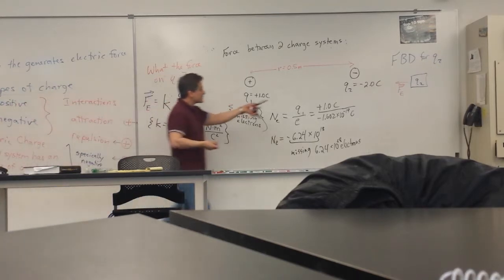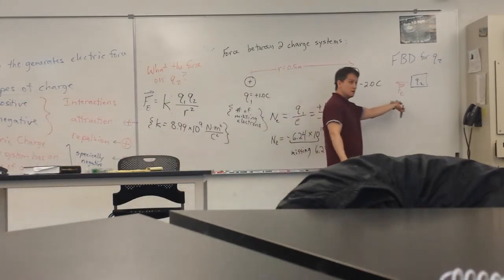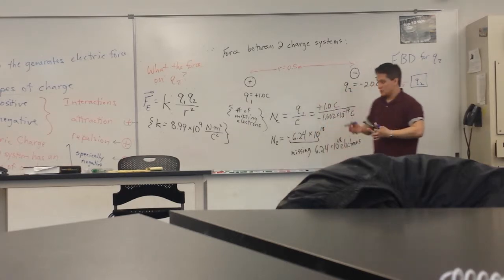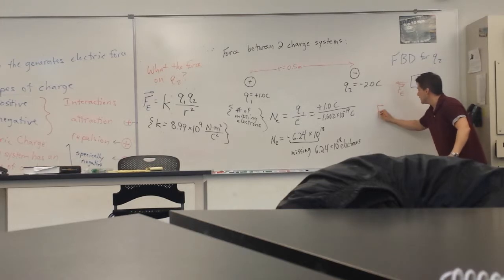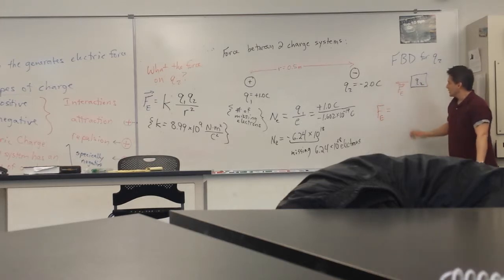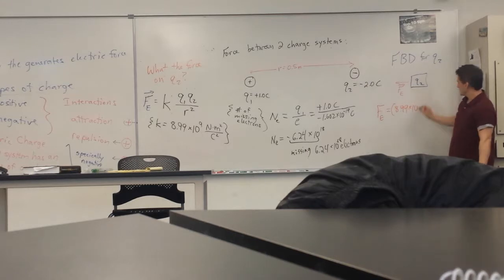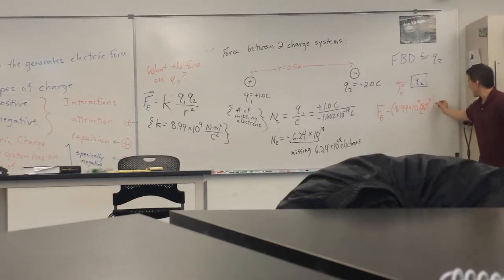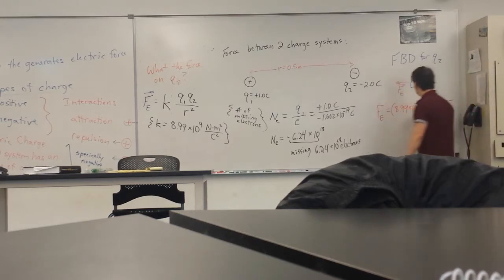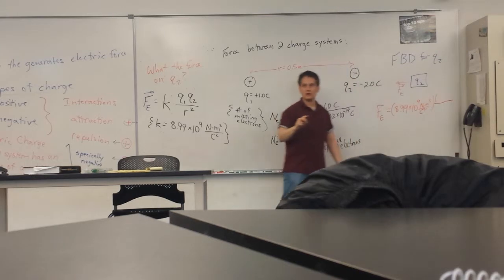So what is the magnitude of this force? That's plug and chug. At this point, we could say that Fe, we've got our 8.99 times 10 to the 9th, newton meters squared per coulomb squared. I'm not giving myself enough room. And then we've got, over here, 1 coulomb. I got to keep track of my charge.